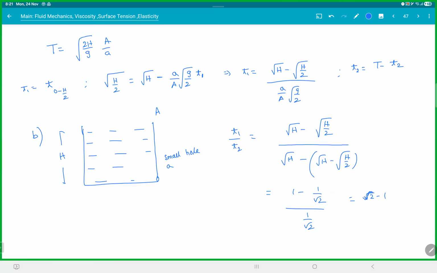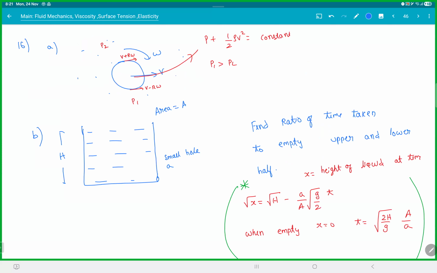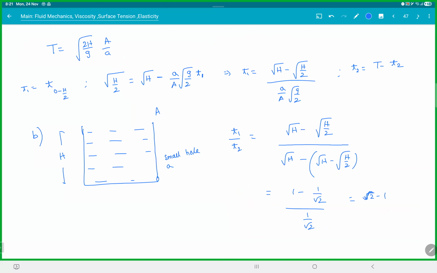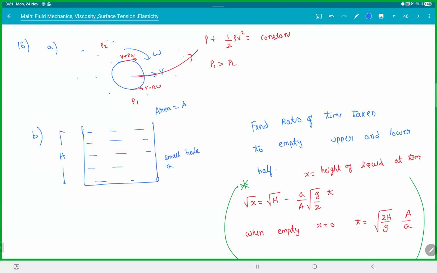Or you could have done it this way also. For T2, what is h there? The initial height of the container, right? For the second half, you will take h as h by 2 and x as 0. That also works, meaning you are assuming the water container is half filled and from there it started to leak. But that's a pretty good important result, right? Definitely remember this: root x is equal to root h minus a by A times root g by 2. This is only for small holes. For big holes, anyway, they won't ask you that because it's not doable.